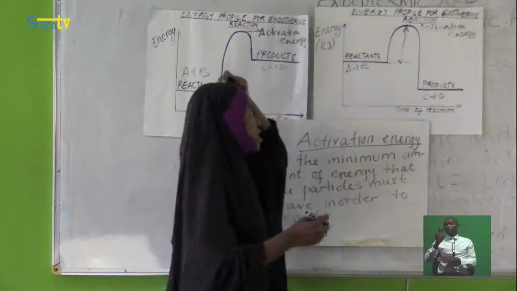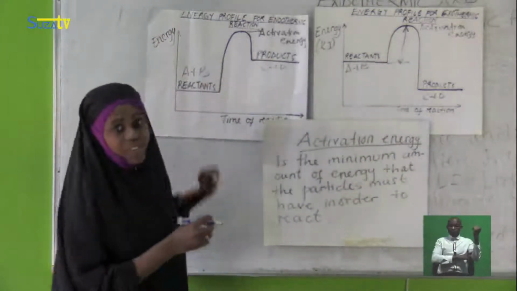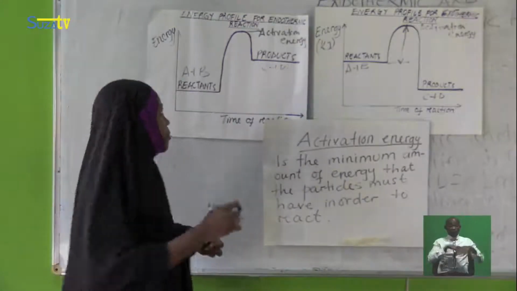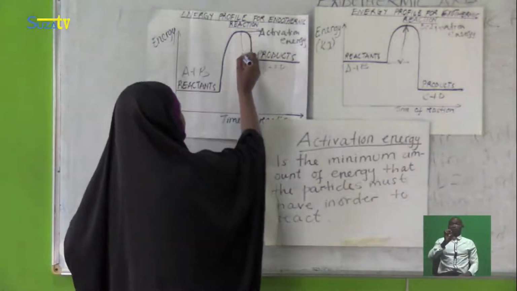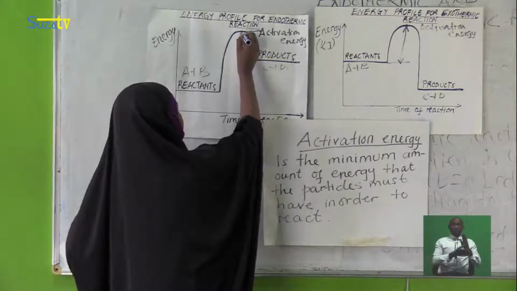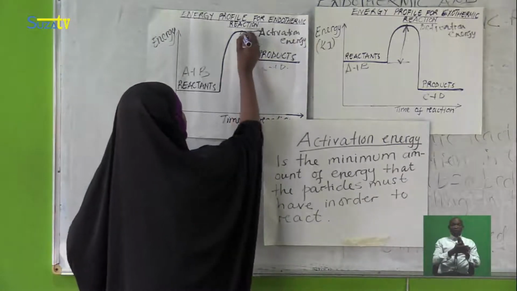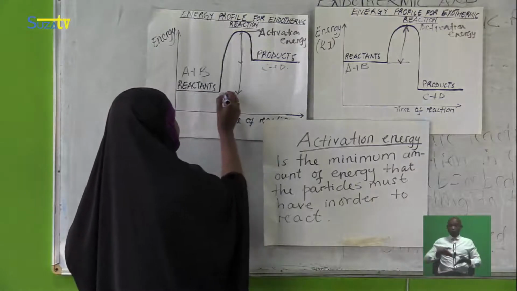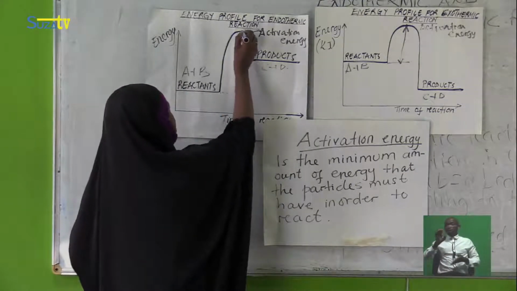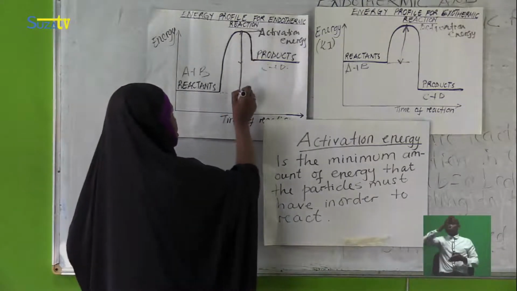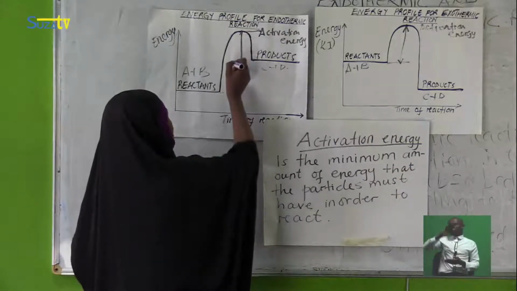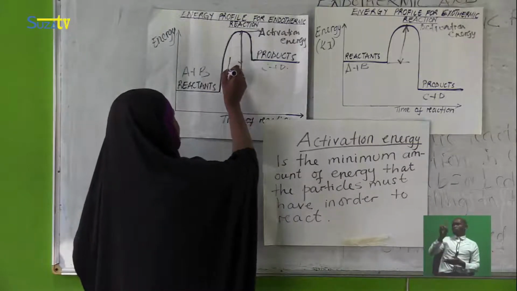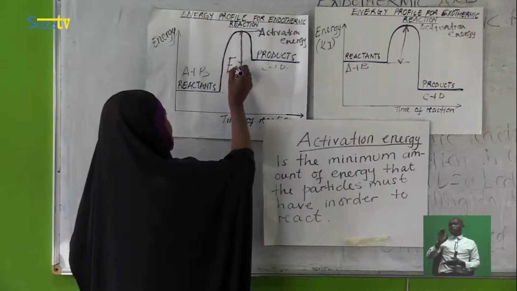The same features we observe in the endothermic reaction. Here we have this one. Also, here is the point of the reactant, and here is the peak. Therefore, here we also have activation energy. It is abbreviated as EA.